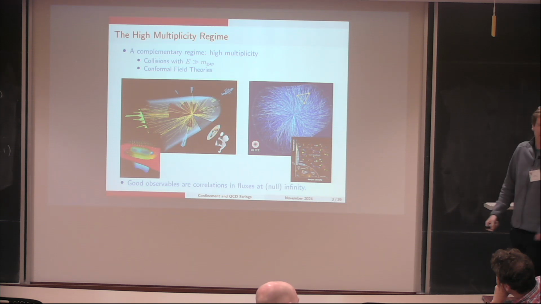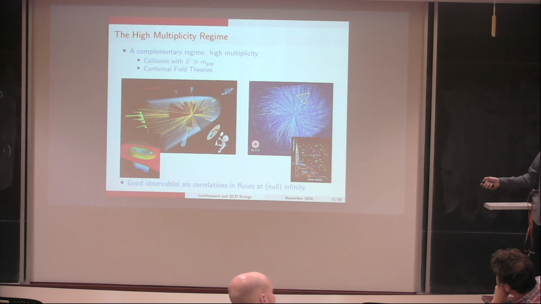In these cases, the good observables are not scattering amplitudes, but rather correlations in certain fluxes which are coming off to infinity. If you want to learn about certain properties of the quark gluon plasma, or about the dynamics of the confinement transition, in particular going from quarks and gluons to hadrons in your detector, you need to understand how to work with these classes of observables. And compared to their amplitude counterparts, they're much less understood.